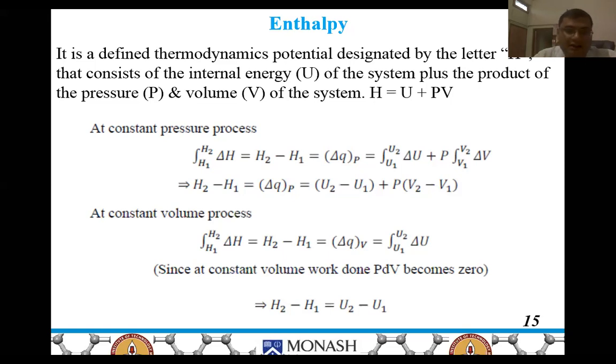At a constant volume process, the integration of delta H from H1 to H2 will be H2 minus H1, which is equal to delta Q at constant volume, which is equal to the integration of delta U from U1 to U2. Since it's P dV, the P dV term becomes 0 at constant volume. So H2 minus H1 will be equal to U2 minus U1.